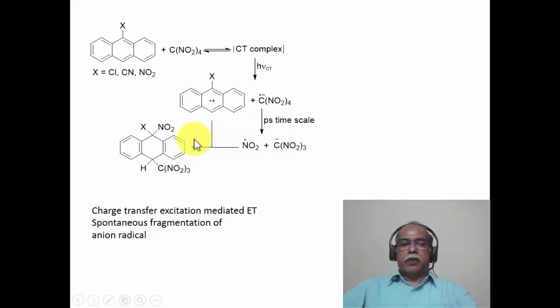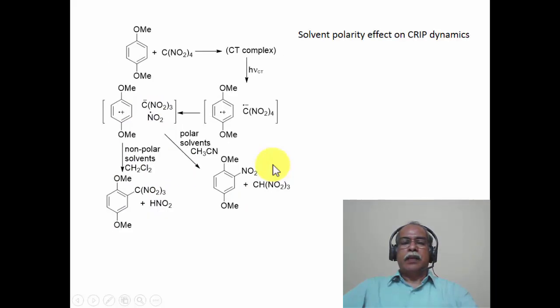The crystal structure of some of these compounds are known, so it confirms the formation of this kind of products. Another beautiful example of the polarity of the solvent that plays a major role in the contact radical ion pair dynamics is illustrated in this particular slide.